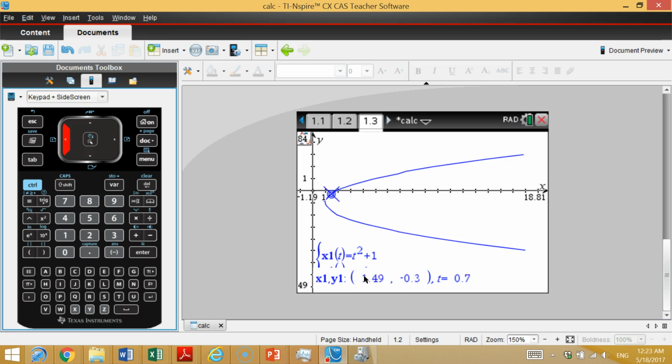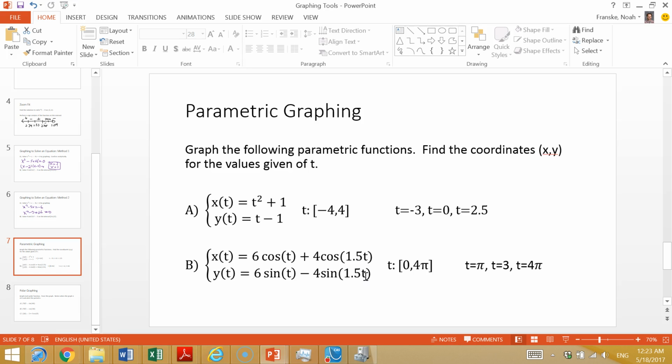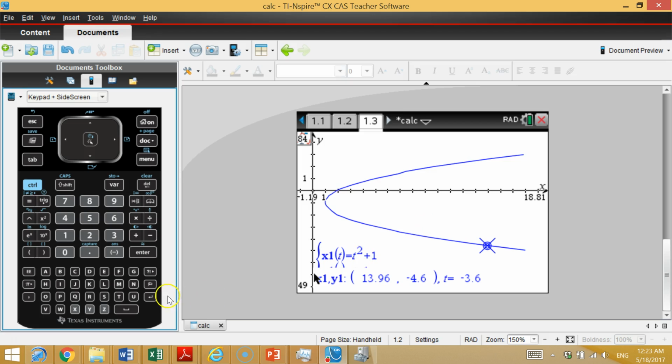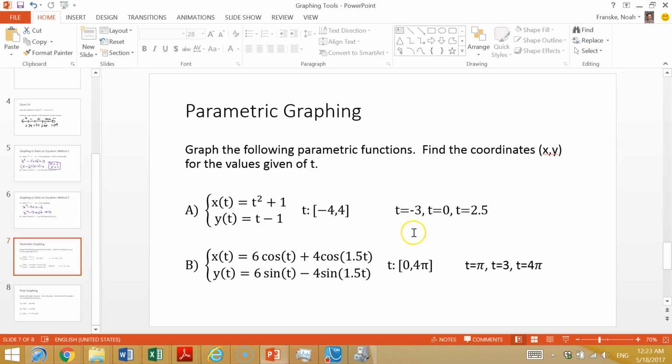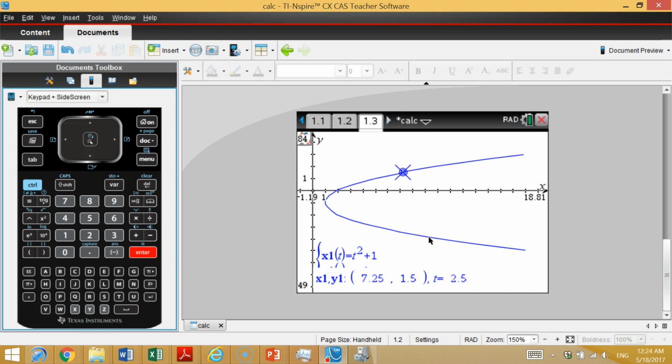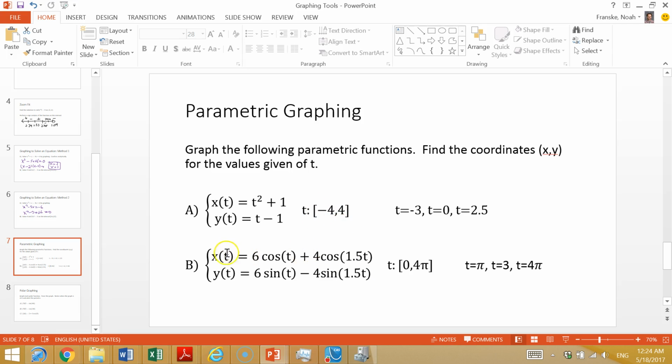Kind of cool. And if you want a specific point, like we're asked for, I think it looks like -3, I can just type in -3, hit enter. And it's going to give me the coordinates of x and y when t is -3. Do the same thing with 0, gives me 1, -1, and same thing with 2.5, gives me 7.25, 1.5. Just a neat little way to be able to trace a parametric curve. And you can see as t increases how the curve is created. Not too bad.